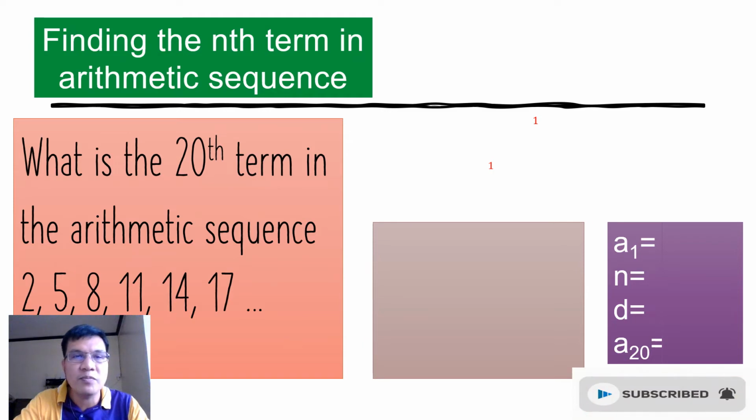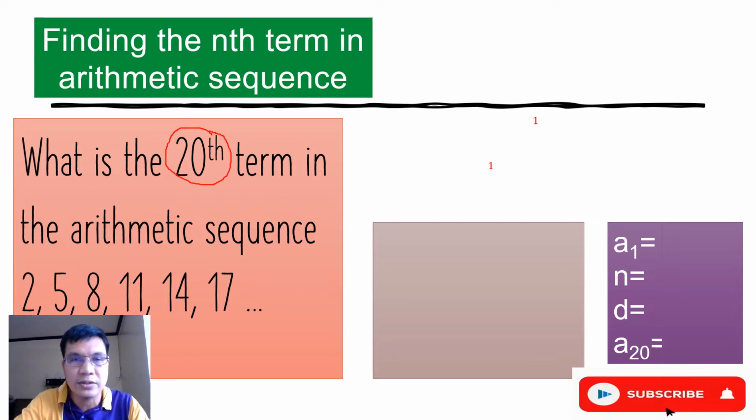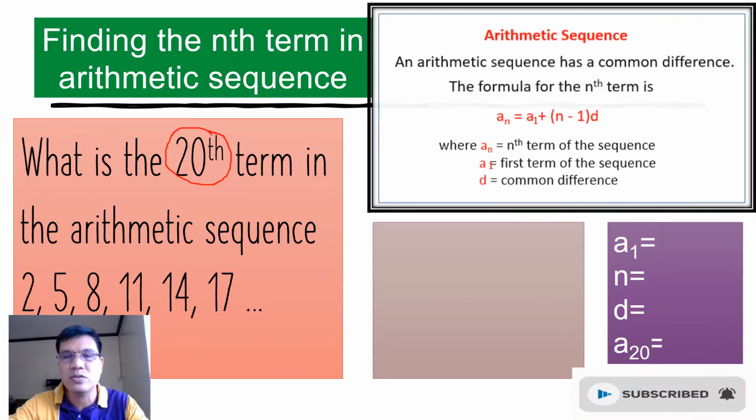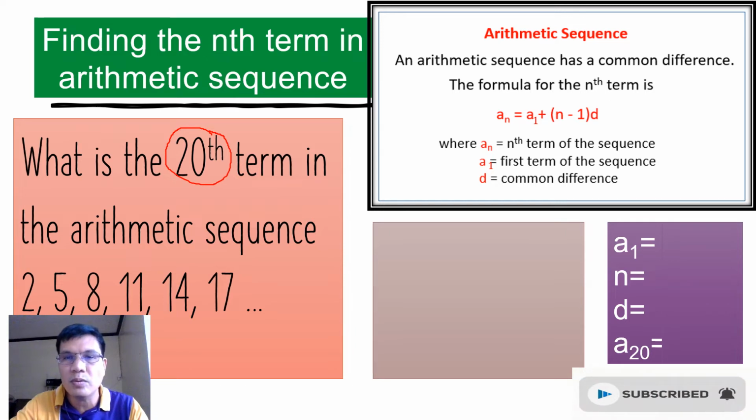Let us go with finding the nth term in arithmetic sequence. So we have here the sequence 2, 5, 8, 11, 14, 17. We are looking for the 20th term, the nth term. What is the 20th term in this arithmetic sequence? To solve for this, we have to follow this formula. The formula for the nth term is a sub n is equal to a sub 1 plus n minus 1 times d, or common difference.